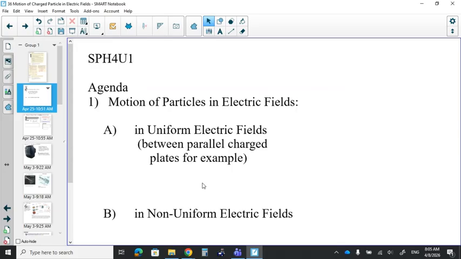Motion of charged particles in electric fields. So I mentioned in the previous lesson that that was the next thing we're going to be doing. So here we are. So we're going to look at two cases.